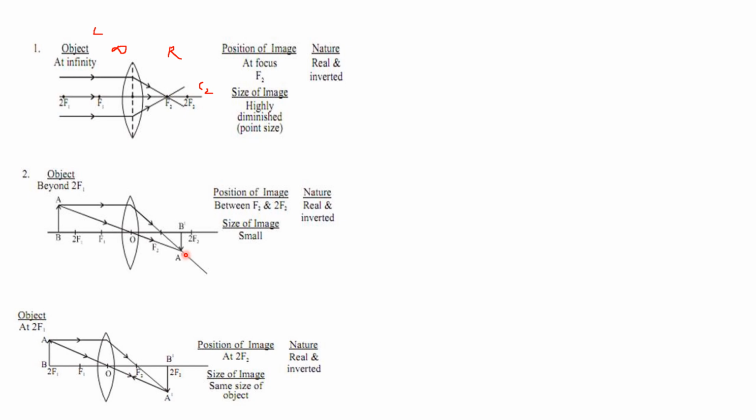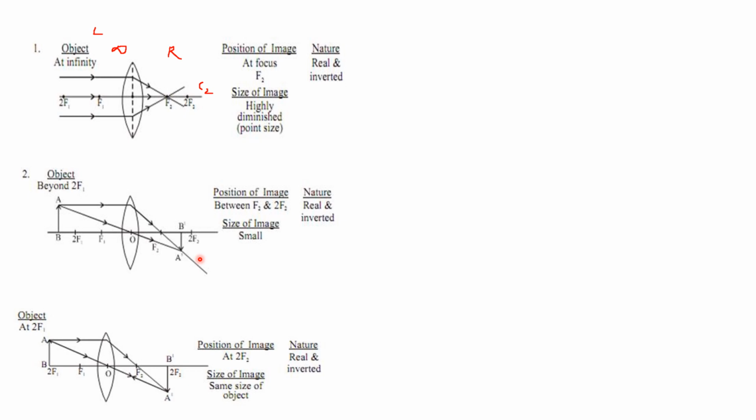Real images we can take on the screen. They can be formed on the screen. If I put a screen over here, you will see the image of the object on the screen. Whereas in virtual cases, the image of an object cannot be seen on the screen, children, but human eyes are able to see real as well as virtual images.